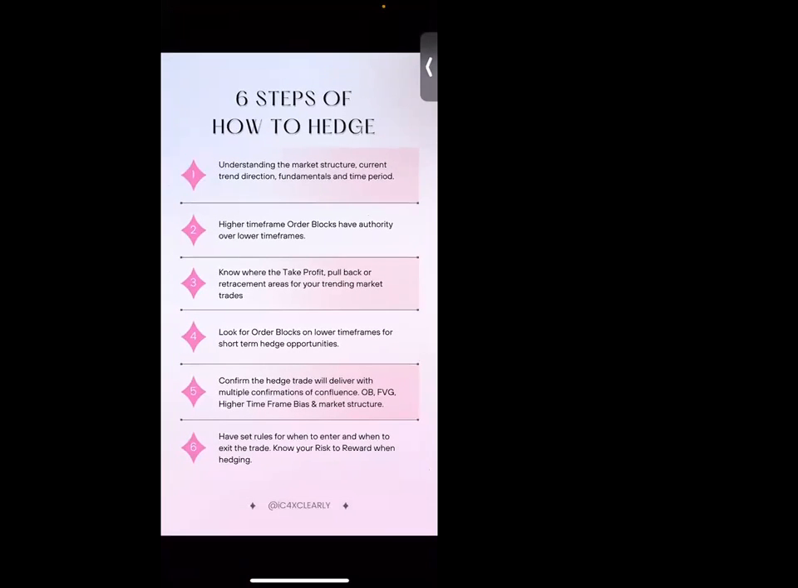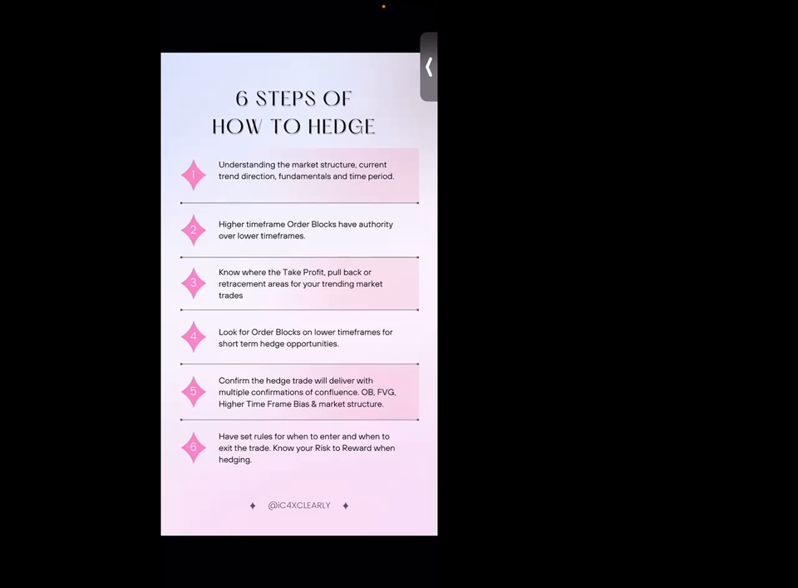So just to recap, guys, these are 6 steps of how to hedge. Understanding the market structure, current trend direction, fundamentals, and time period. So understanding your overall market structure, like I said, I knew that the price on US30 went into a monthly order block. That's what I mean by market structure.